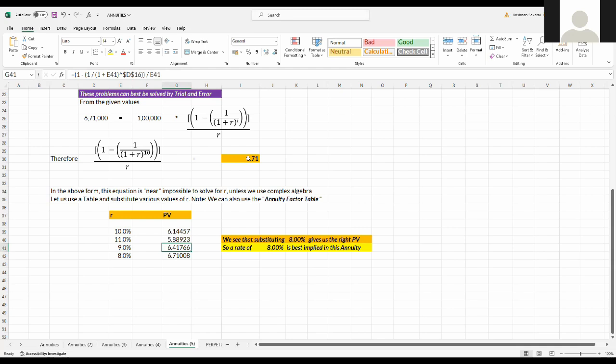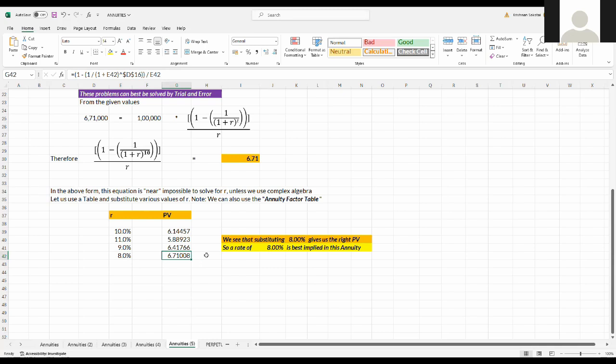Okay, but not close enough. So let's see if we put 8%. If we put 8%, then we get a value of 6.71008, which is acceptable, close enough to 6.71. So what we say is that the implied discount rate is 8%. We don't say it's exactly 8%, because this is not exactly the same as 6.71. It's 6.71008, and so that's the reason why the rate is implied.